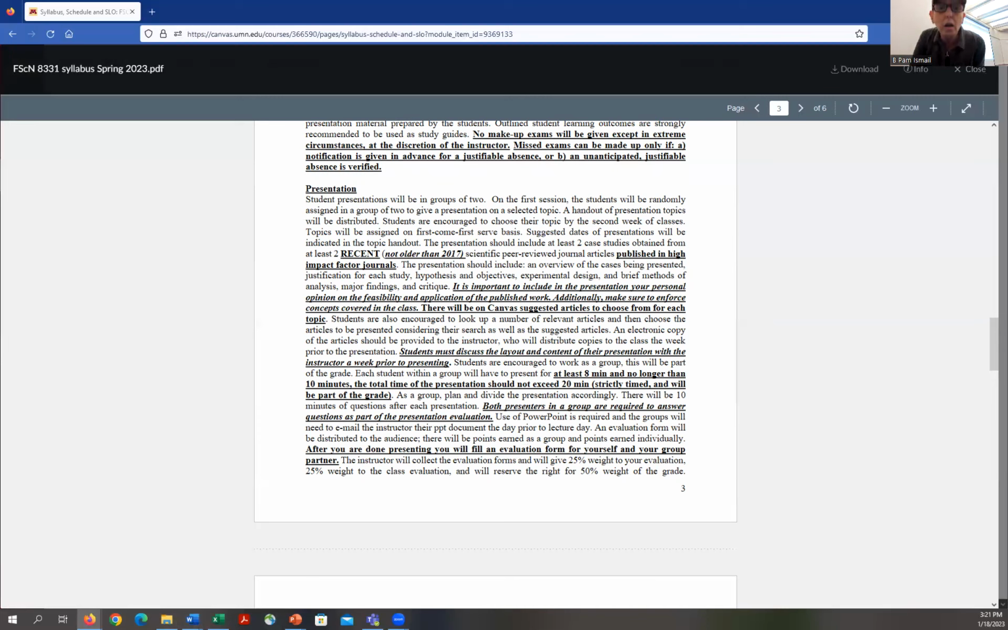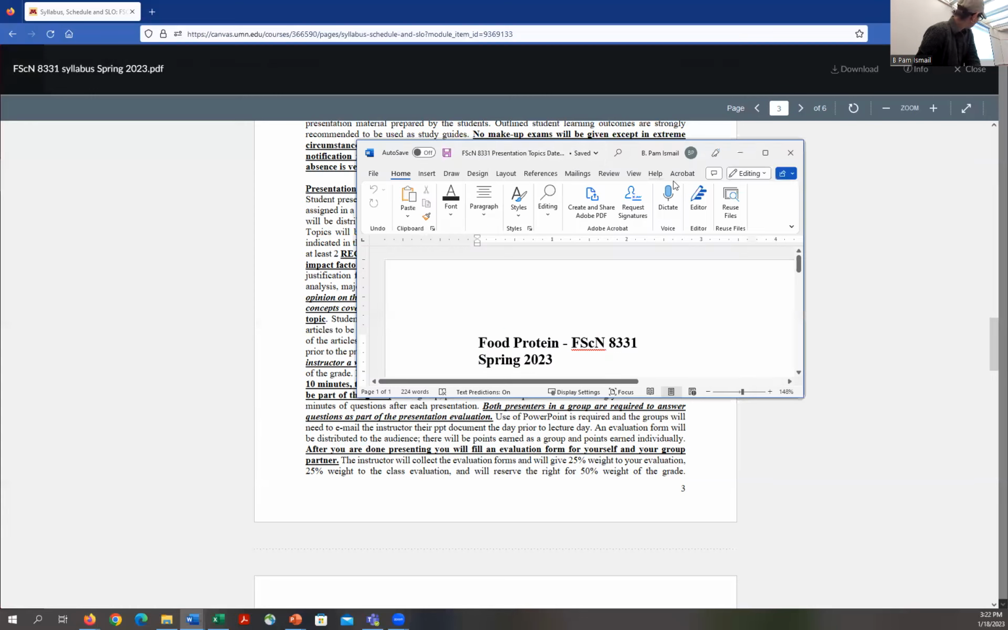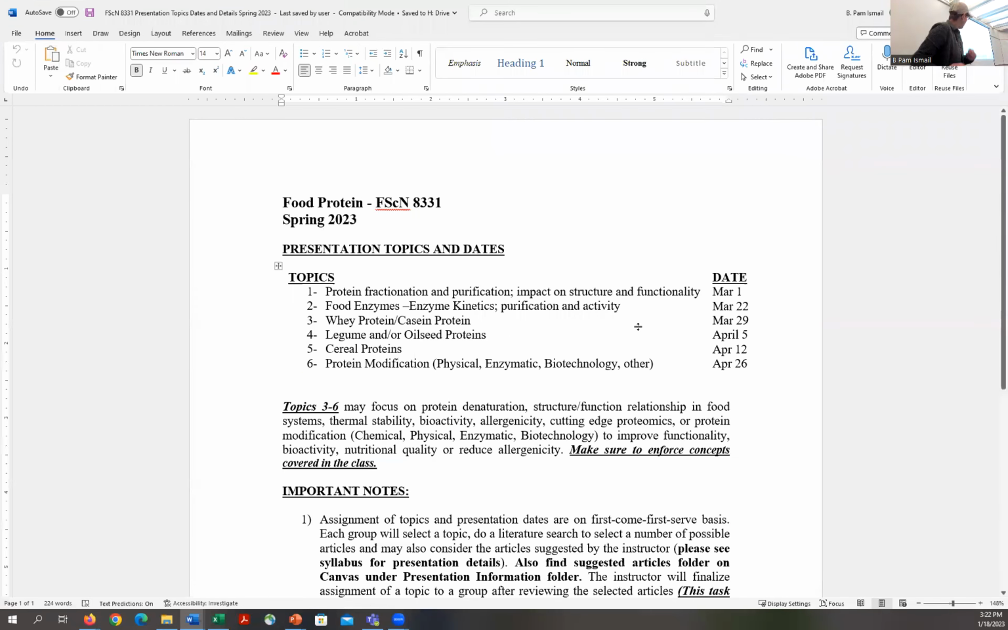We have, let's see if I have that file open. Syllabus, learning outcome, evaluation. Yes, the topics. So we have 6 topics. Usually we have 6 presentations. You can select from these topics, and potentially the dates of these presentations are listed here based on the order of the topic that's covered in the class.